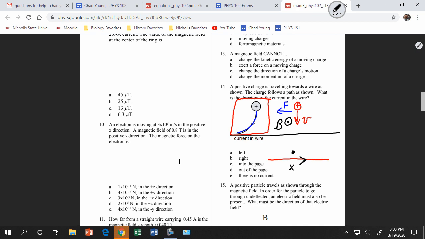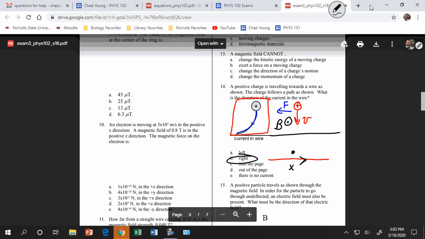Imagine if it's to the right, the current, my thumb points in the direction of the current to the right, fingers go into the page on the bottom and out of the page on the top. You try it, okay? Thumb in the direction of the current, fingers go into the page on the bottom and out of the page on the top. So that is the answer. What is that? To the right.